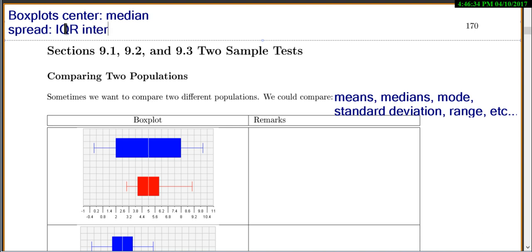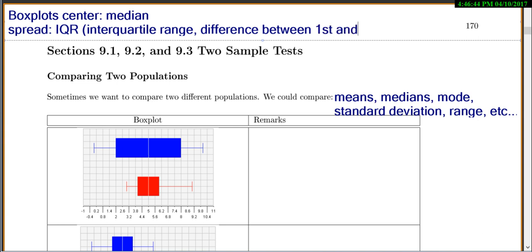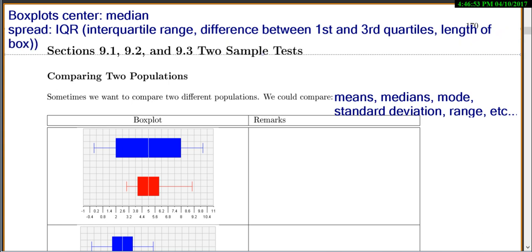The IQR is the interquartile range, or it's the difference between the first and third quartiles. Basically, it's the length of the box. Not the whiskers, just the actual box. So that's what you can easily compare visually from a box plot.